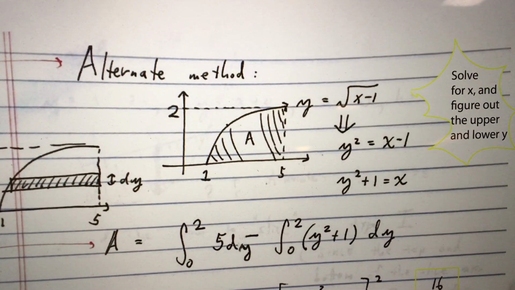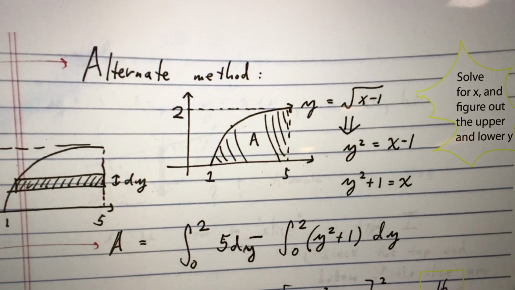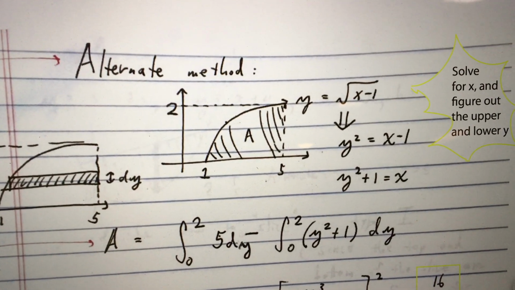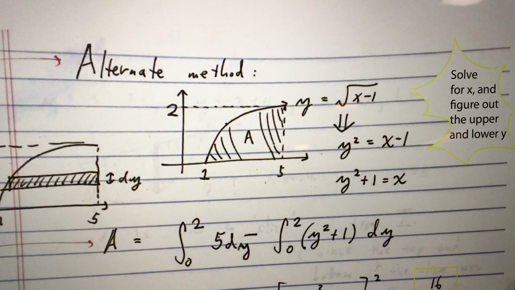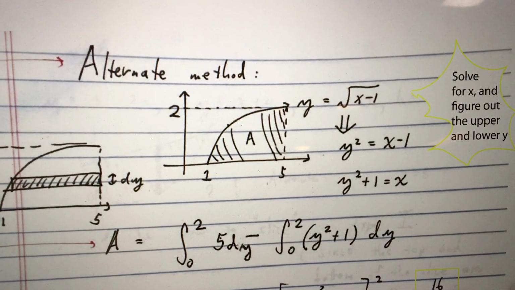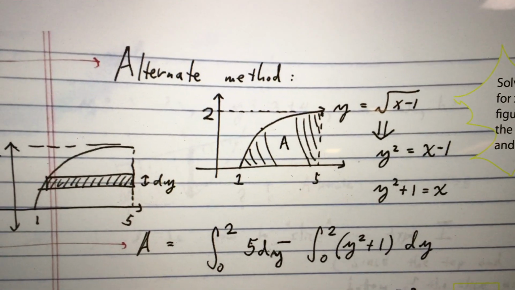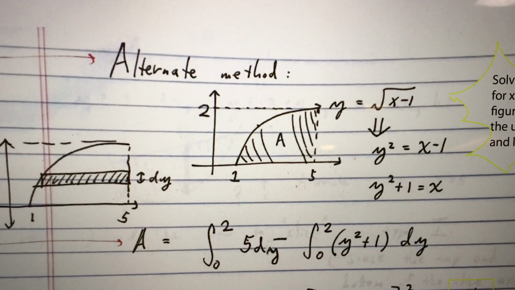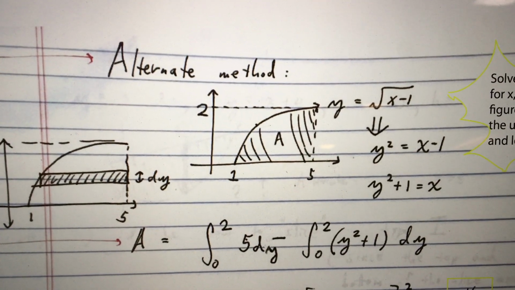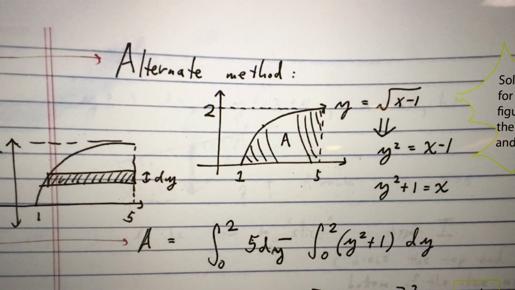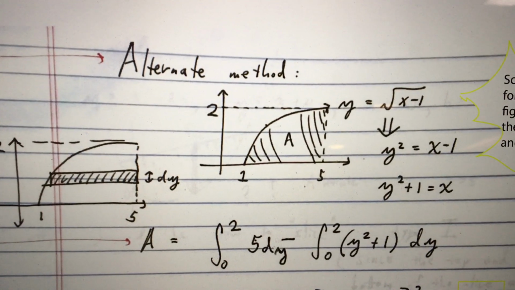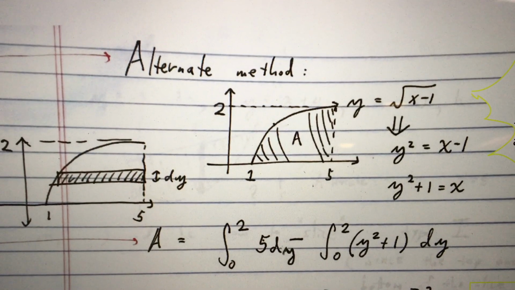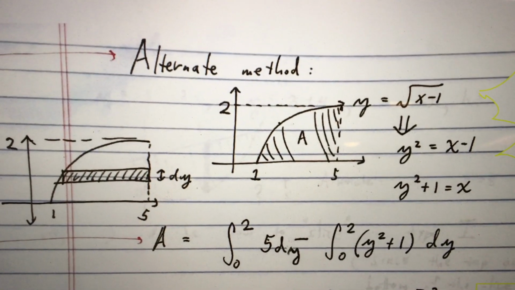So that's the curve solved for x, and then I need to figure out the limits of integration as y values. And so I need to figure out what the upper and lower y values are. But I know the curve, so I can quickly figure out that the top value is a 2 for y by plugging in x equal to 5. That gives me 5 minus 1, square root of 4 is 2. And I can see that the bottom value is a 0 for y. That's because if I plug in a 1 for x, I get square root of 0 is equal to 0.